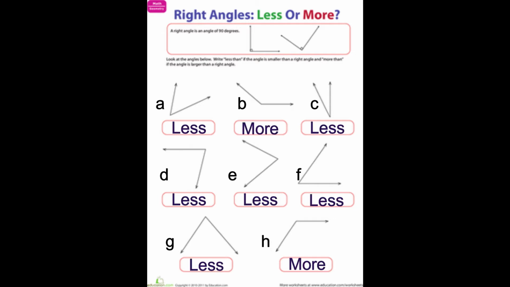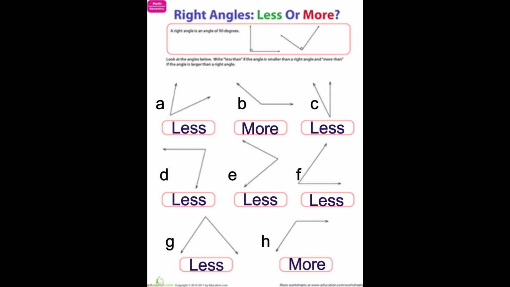And here are the answers. A is less, so it is an acute angle. B is more, which makes it obtuse. All the angles that are marked less are acute angles. They're less than 90 degrees. The two angles that are marked more are obtuse. They're more than 90 degrees.